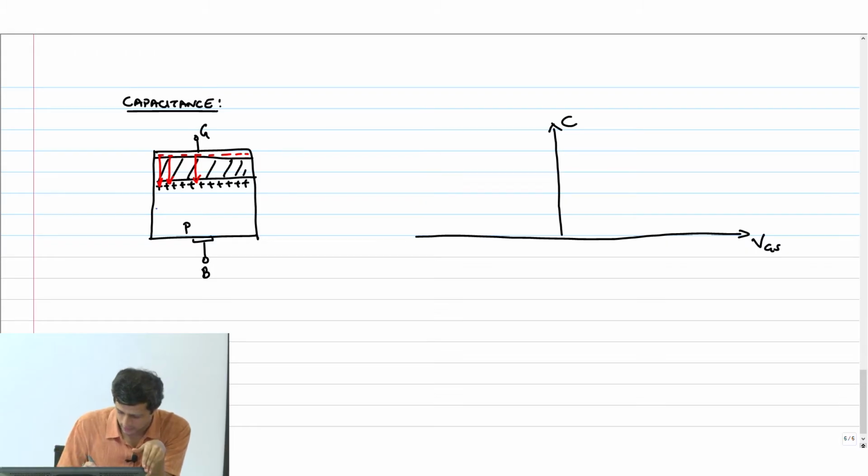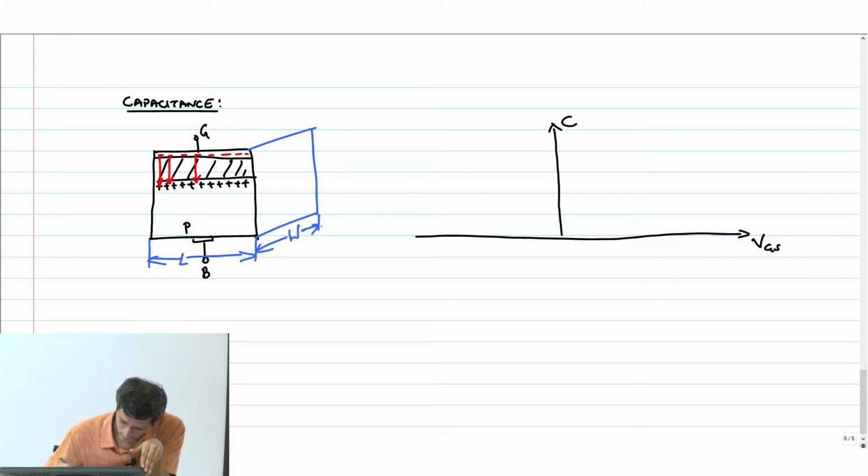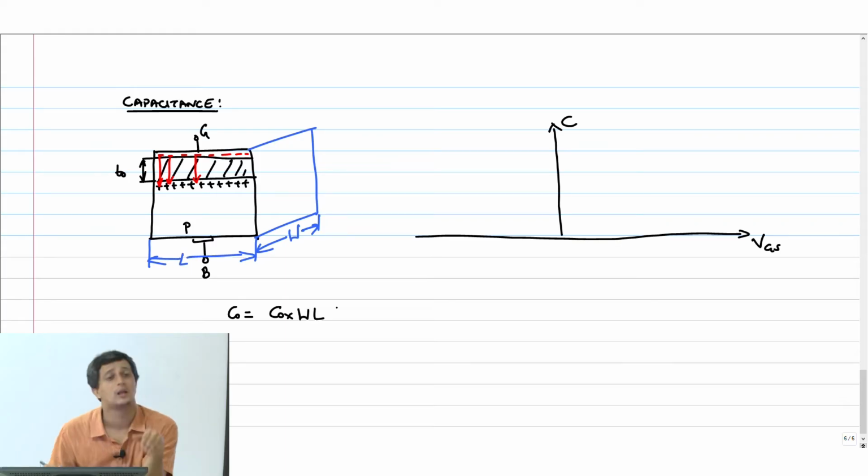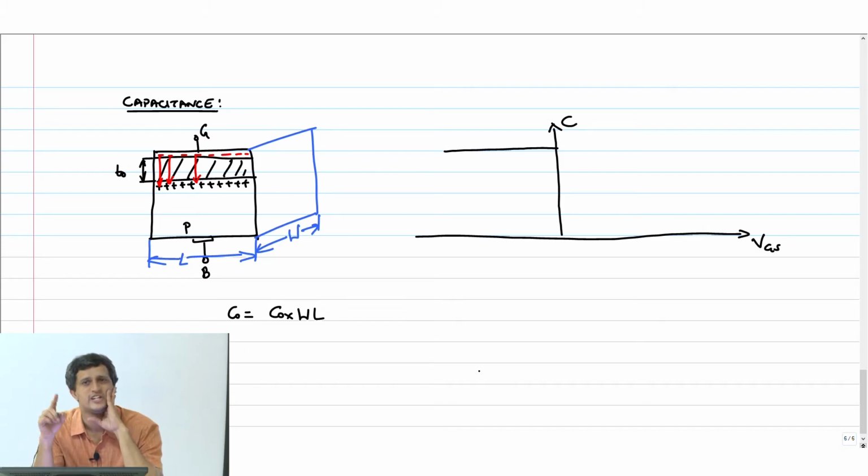So of course this is my L. W is into the plane. And this is my Tox. So C naught prime was Cox, or let me just call it C naught, Cox into W into L, correct? So this capacitance will just look like this.